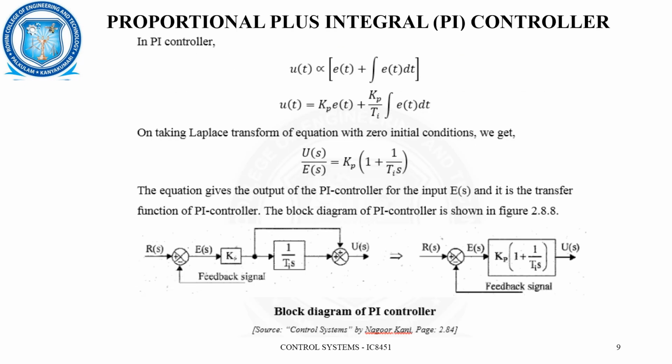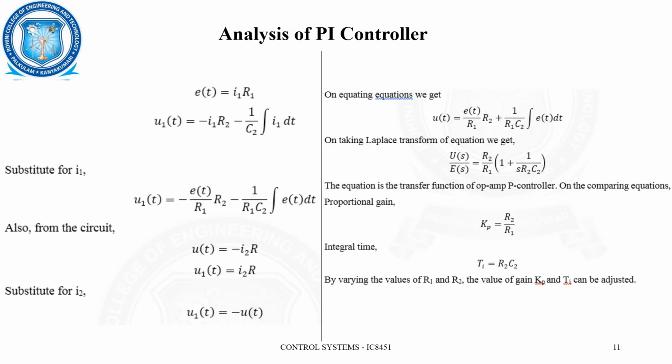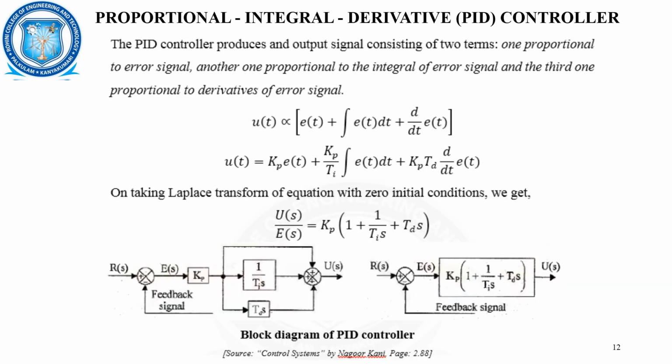The proportional integral constant is Kp into 1 plus 1 by s into Ti. So this Kp will be R2 by R1 and this Ti will be R2C2 as in this case. See in this equation, here U of s by E of s for the proportional integral derivative controller, that is a PID controller, the U of s by E of s value is equal to Kp into 1 plus 1 by s Ti plus s Td.